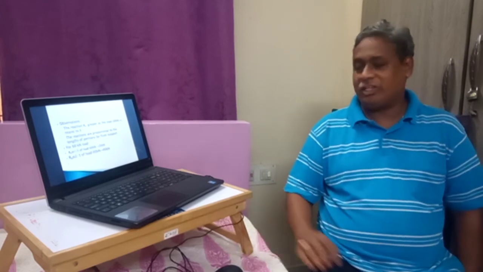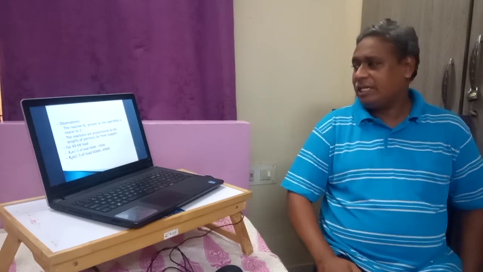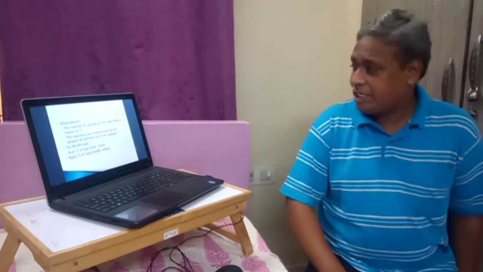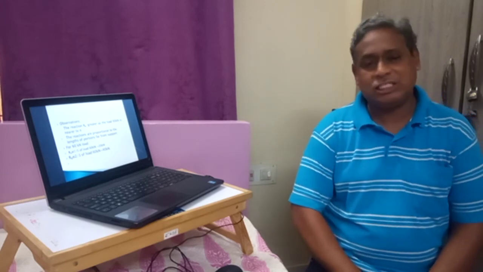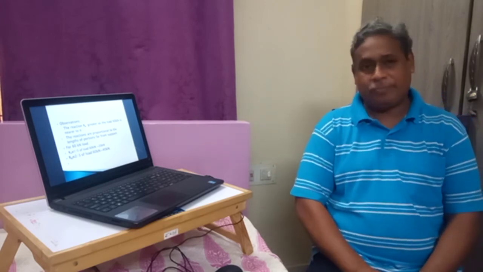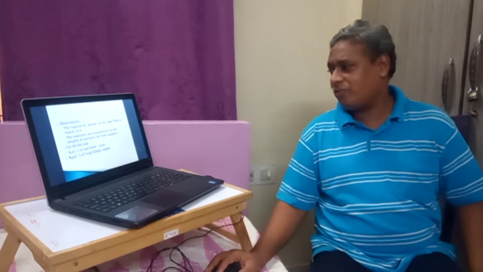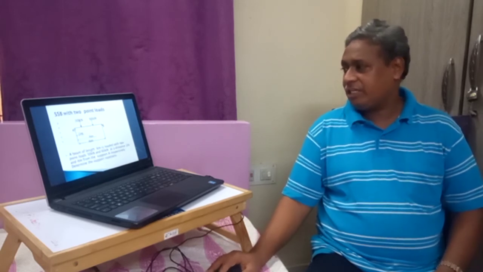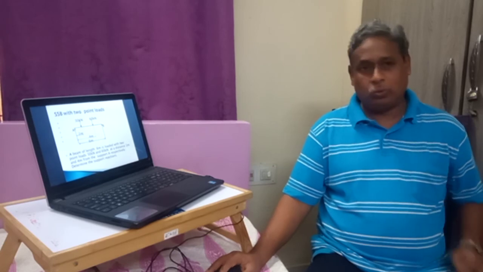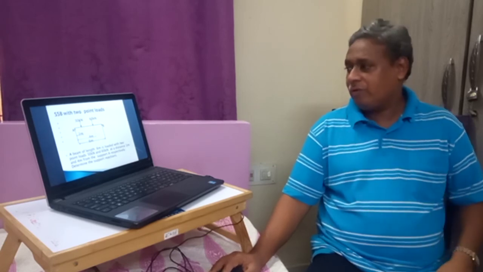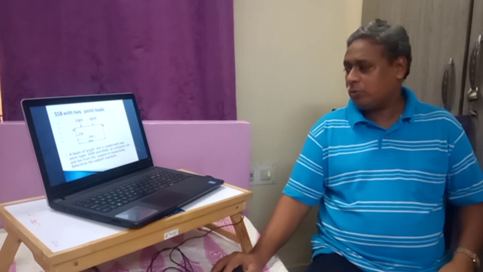We will see some observations. That is, the reaction B is greater than reaction A because the 60 kilonewtons is nearer to B. Suppose the reactions are proportional to the length of the portion opposite the support. So if we take only the 60 kilonewtons reaction, then the ratio will be 4:2, or 2:1. Here 2 units, that is 4 meters, and this portion is 2 meters.